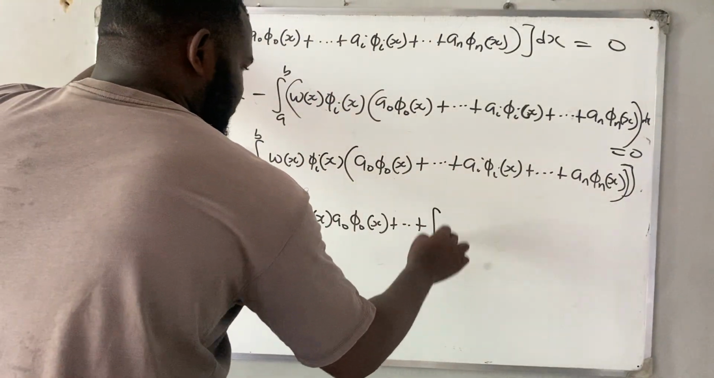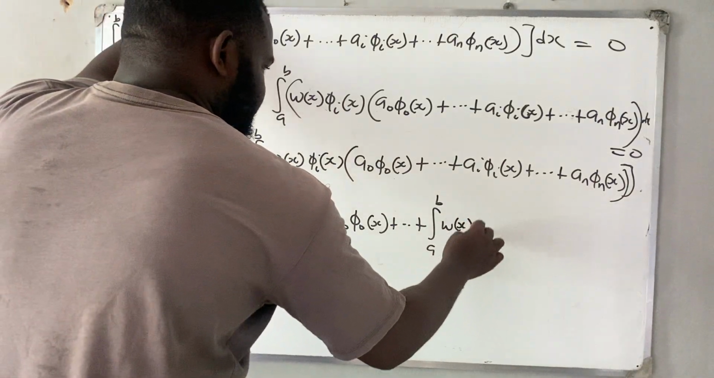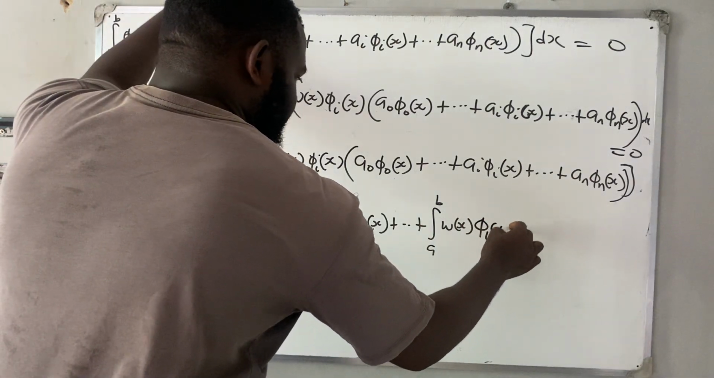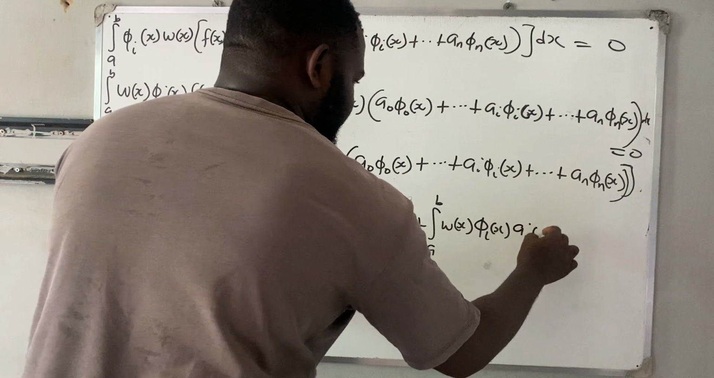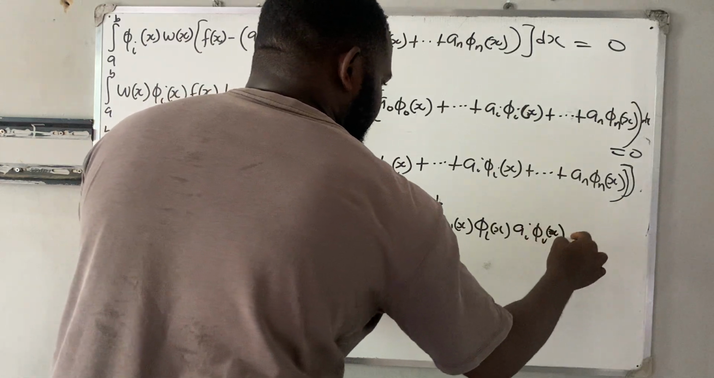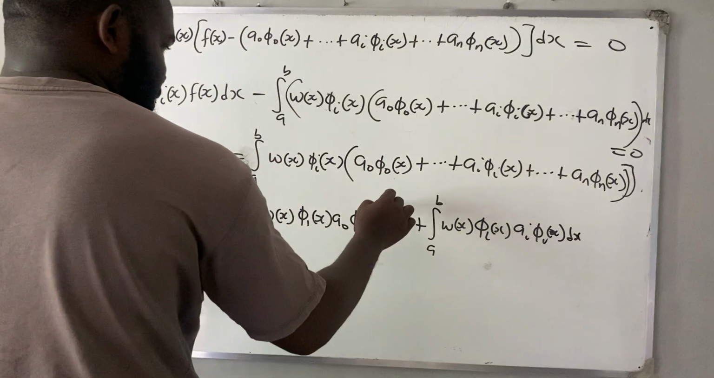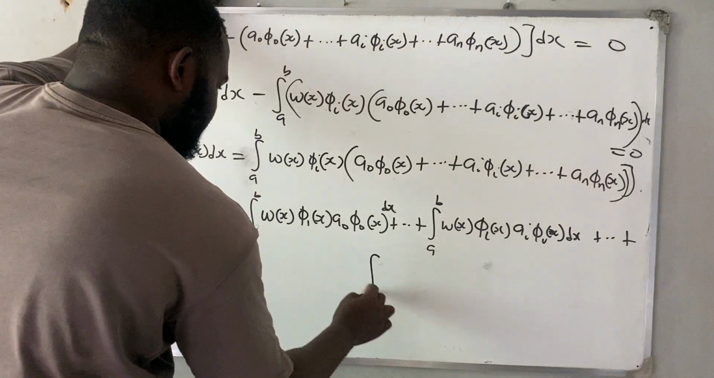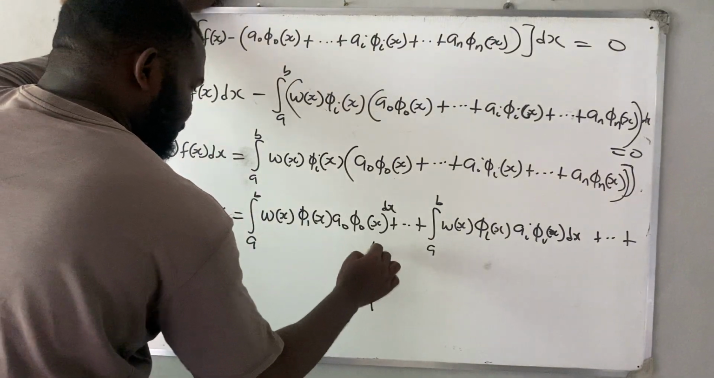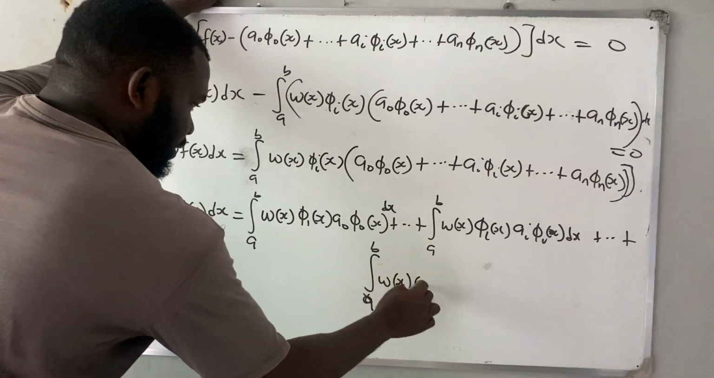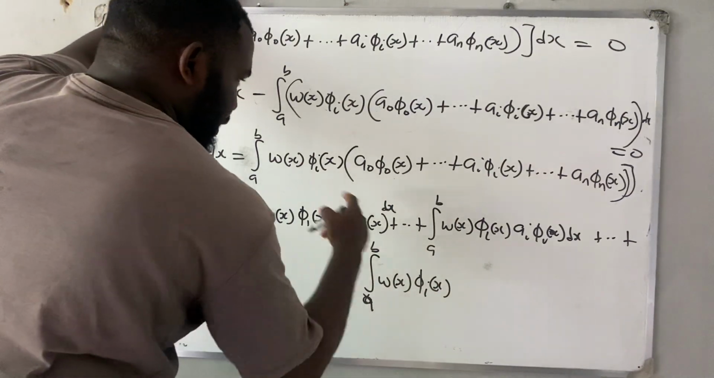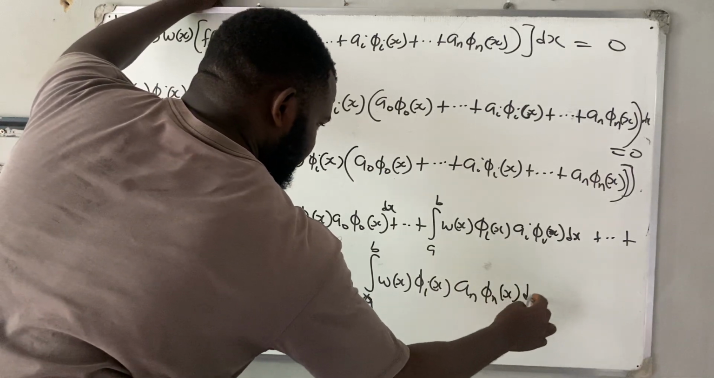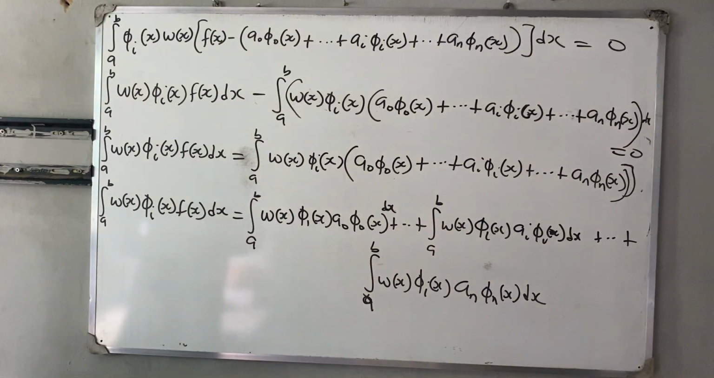The integral from a to b, w of x, phi i of x, then a i phi i of x dx, sorry, there's supposed to be the dx here. So plus dot dot dot plus, the nth one will now be the integral from a to b of w of x, phi i of x, then I'm having a n phi n of x dx. Now there is something I need you to know.